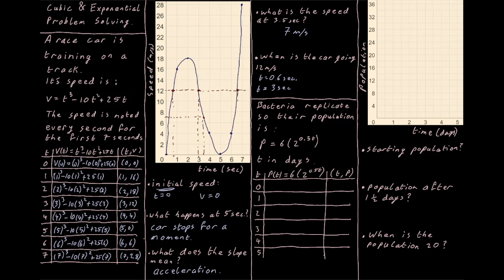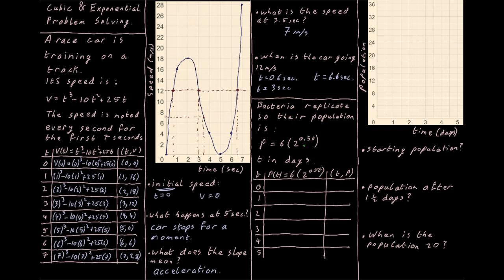And then where does that happen? If we drop down straight along, that happens at about 6.6 seconds. So we're showing with our little dashes that we know that we are getting this from the graph. Now, that is how we can solve problems with our cubic equations.